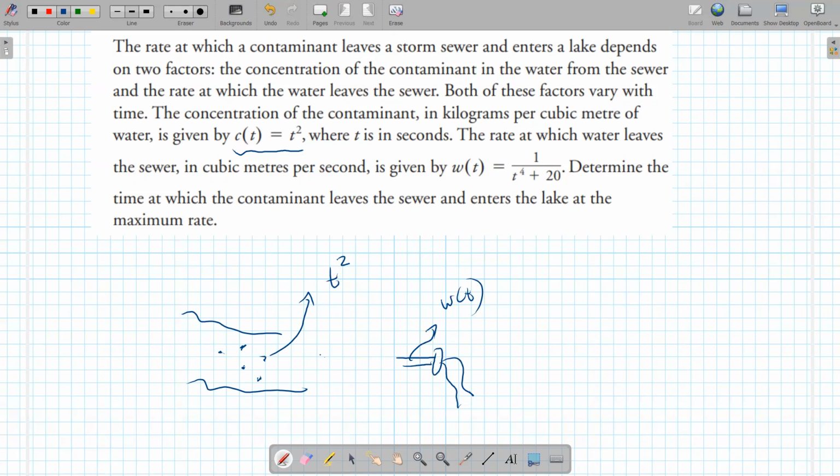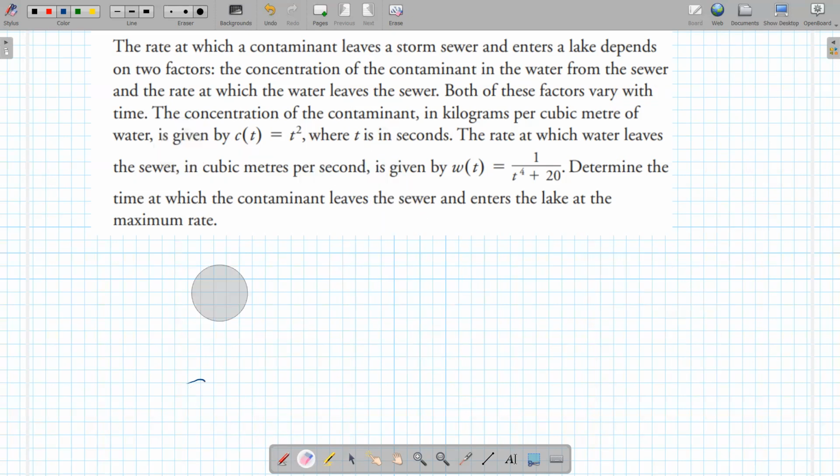It's talking about the slope, right? Rate just means slope. So it's asking us, when are we going to have the maximum rate, okay? When is the slope the greatest? Cool?